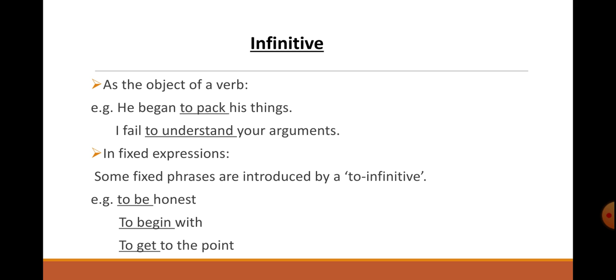Then again we can use infinitive in fixed expressions. Some fixed phrases are introduced by the to infinitive. For example, to be honest. Now in this phrase you can see to be is the infinitive. To begin with. Again this is a fixed phrase introduced by the to infinitive. To get to the point, this is also a fixed phrase and is introduced by to get, that means infinitive to plus V1.